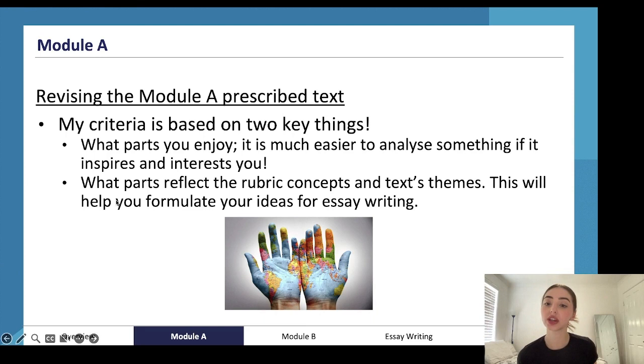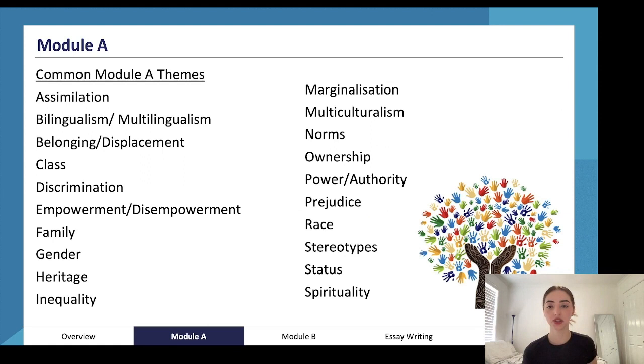Yeah. Which parts reflect the rubric concepts and text themes? This will help you formulate your ideas for essay writing. Okay. Of course, you also need to bring it back and make sure it's connecting to the rubric. Okay. So these are some common Mod A themes.